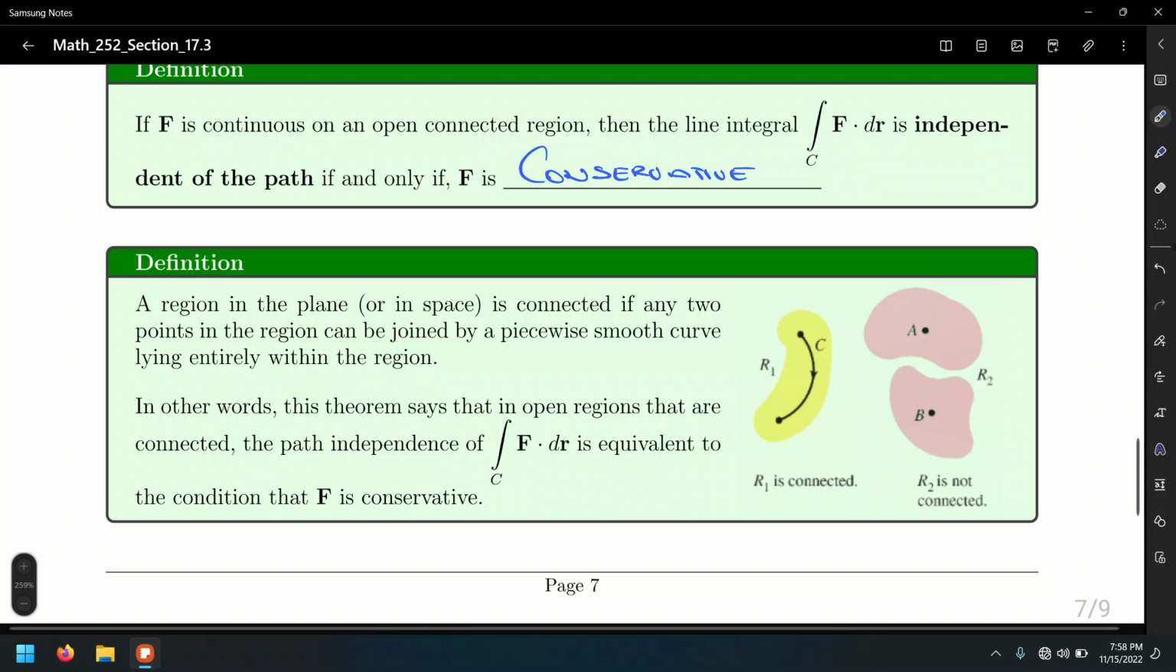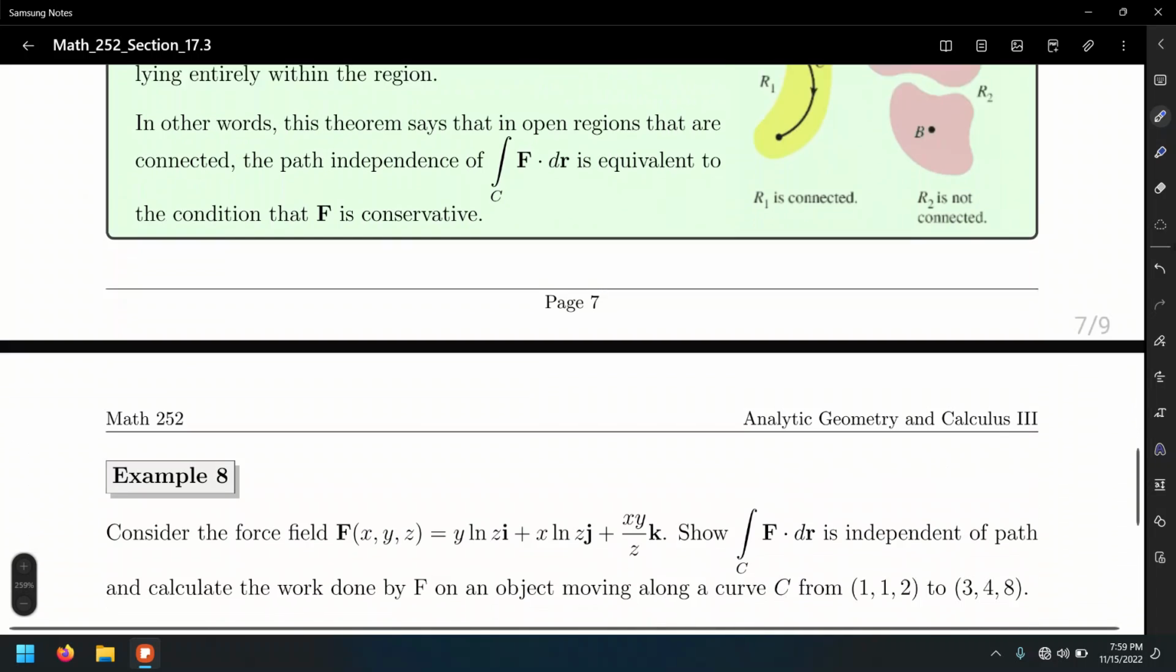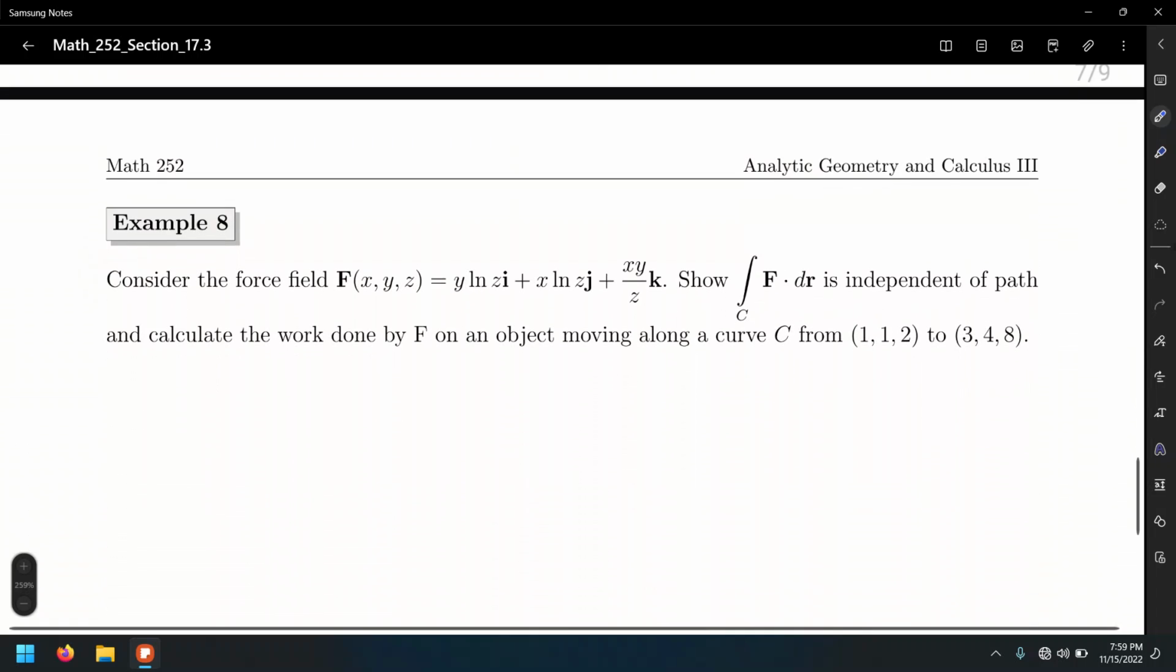Again, this is just to repeat ourselves: whenever we have a conservative vector field, the integral is independent of the path, and all we do is use the fundamental theorem of line integrals, and that's it. So let's go over another example and check the difference of the problem.